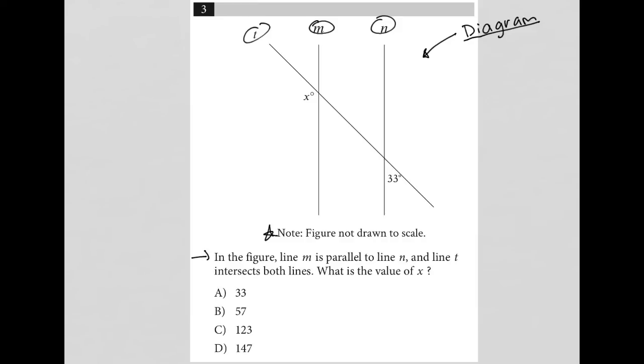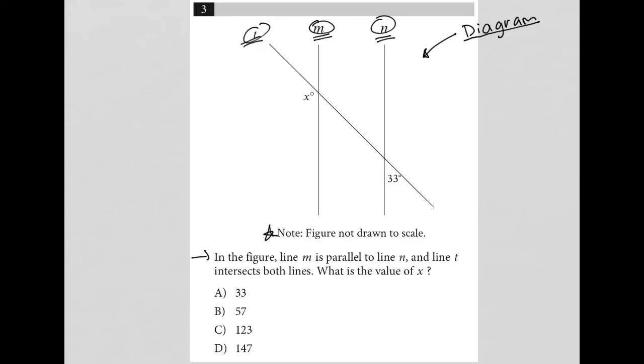The question says, in the figure, line M is parallel to line N. Okay, so like we expected, those two lines are parallel. And line T intersects both lines. What is the value of X? All right, so anytime you have a transversal, like we have in line T, intersecting two parallel lines, you end up with these very special angle relationships.